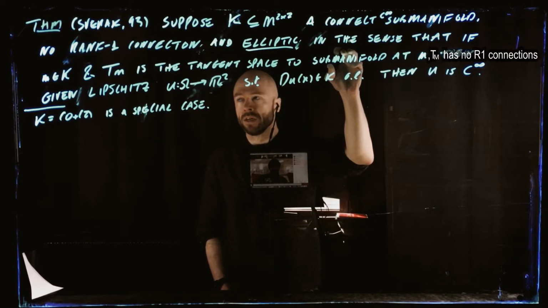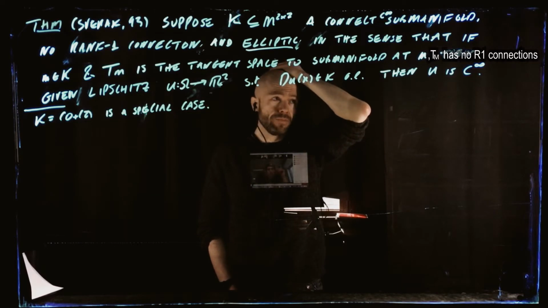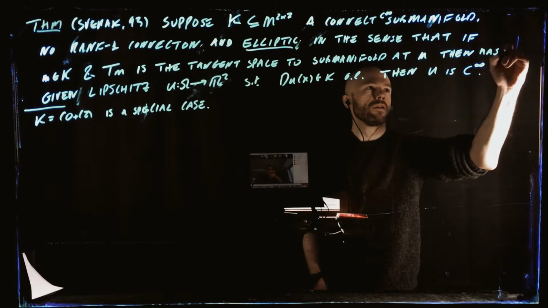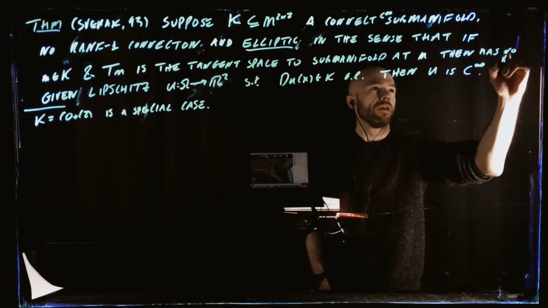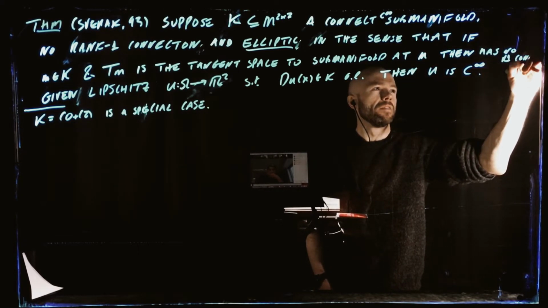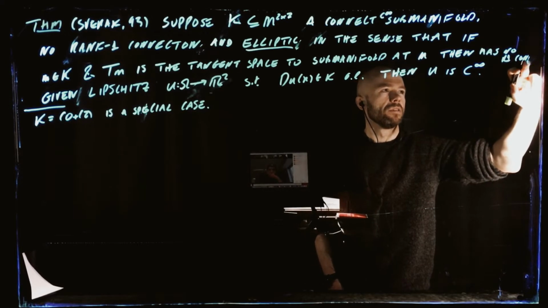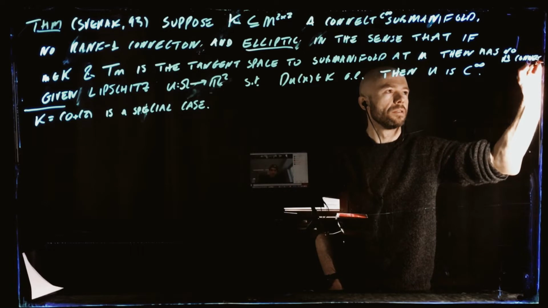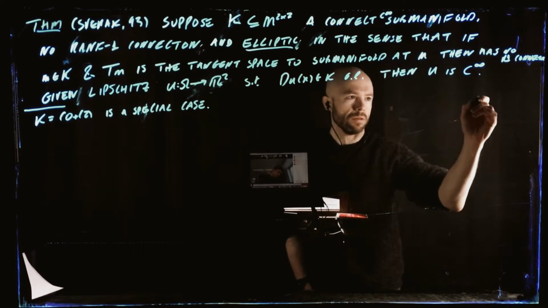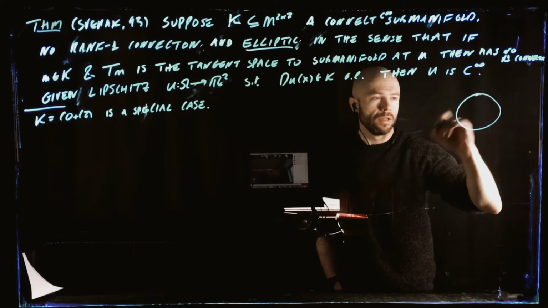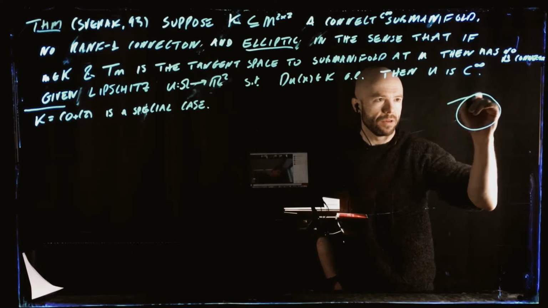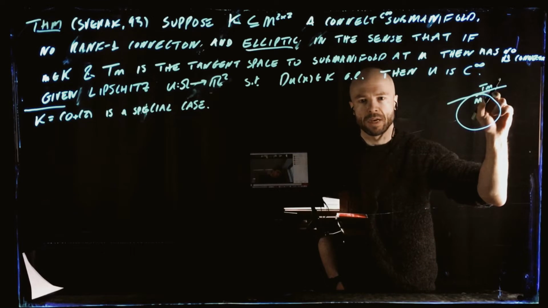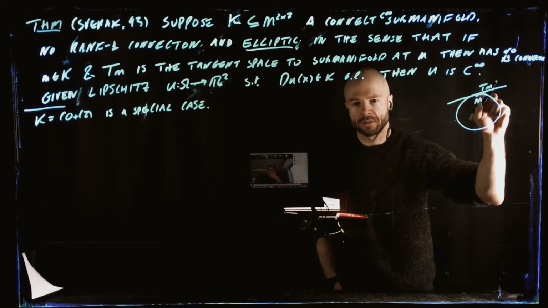Okay, cool. And has no rank 1 connections. I think I might have said it, but I got too excited about this and I didn't actually write it down. No rank 1 connections. So if this is your submanifold, then you take the tangent space at every point, T of M, and you want this thing to have no rank 1 connections. Okay.